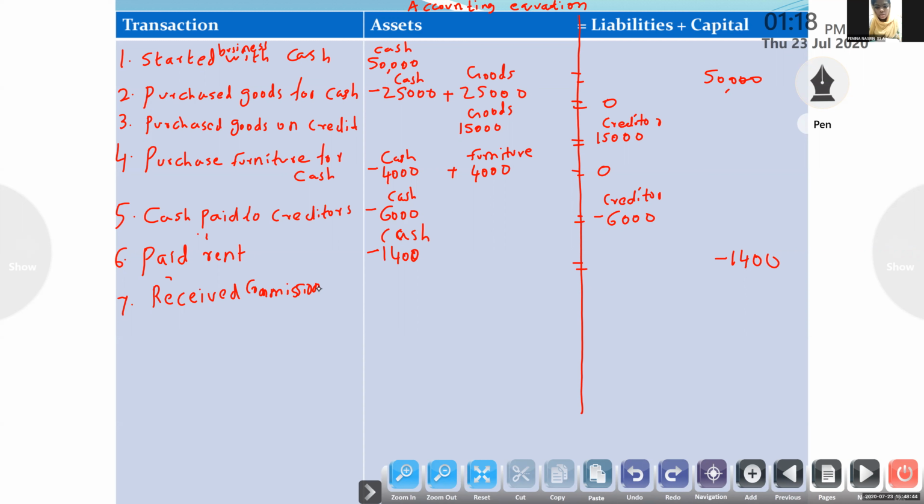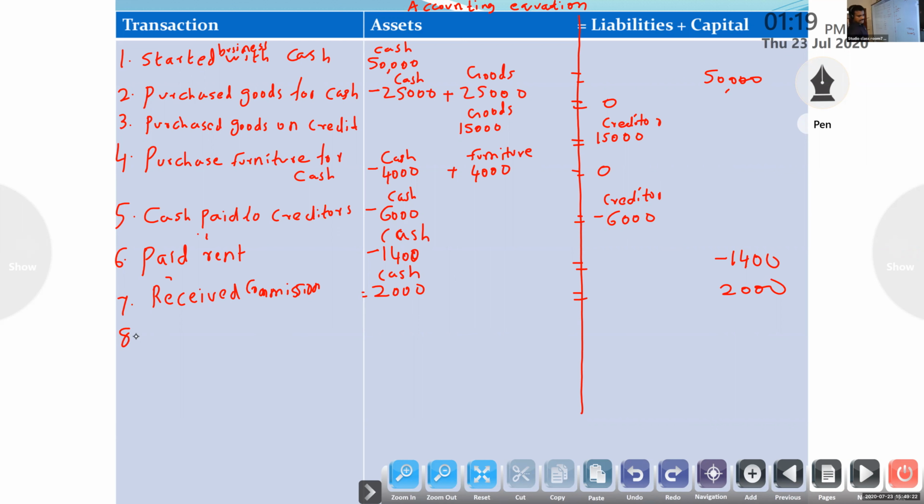Cash 2,000, then commission. Liability or capital, which one? Expense and income will affect only cash and capital. Okay, 2,000 is equal to 2,000. If paid means minus, income received means plus.